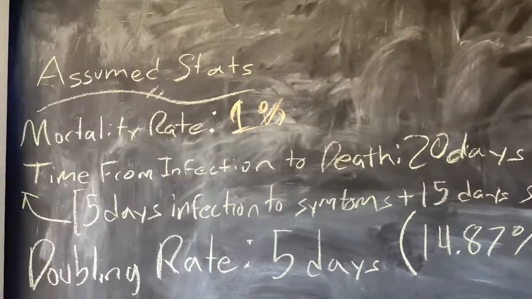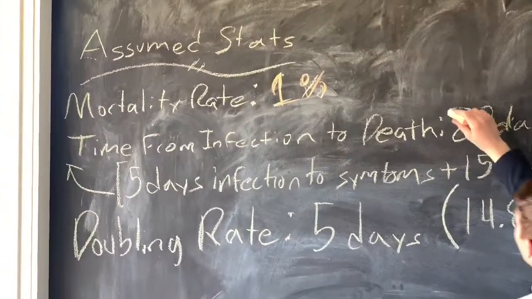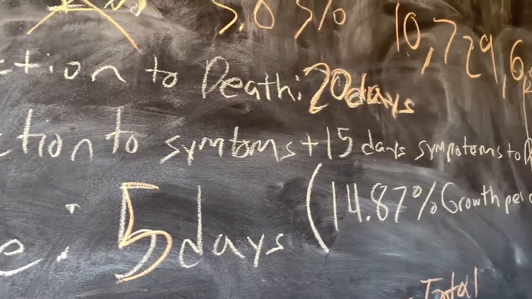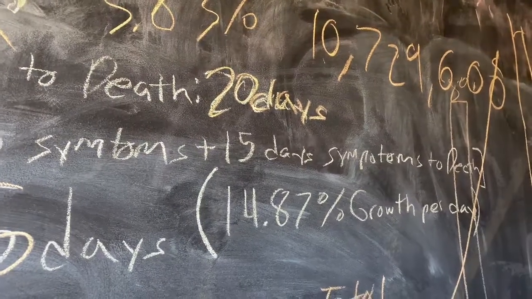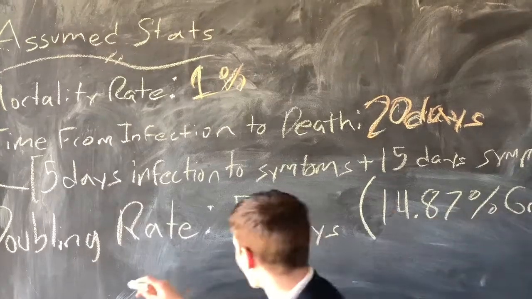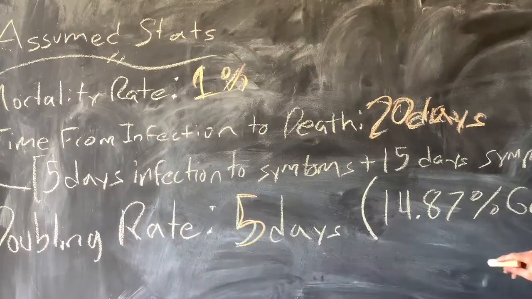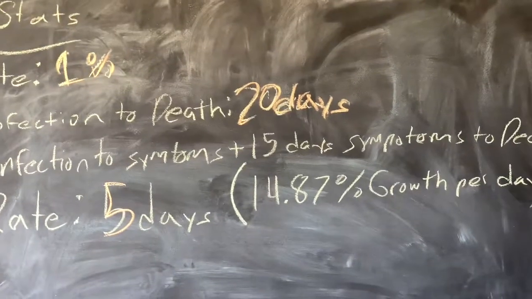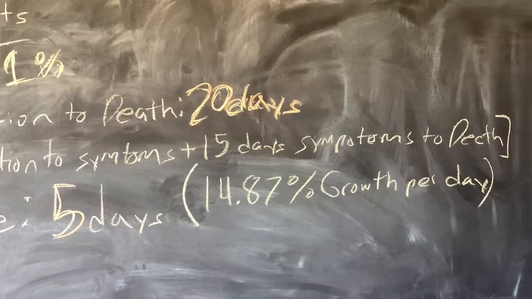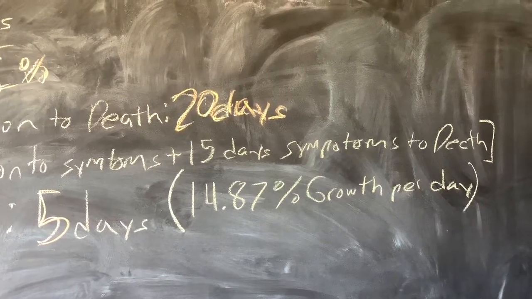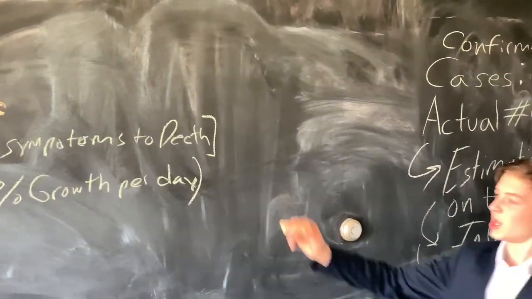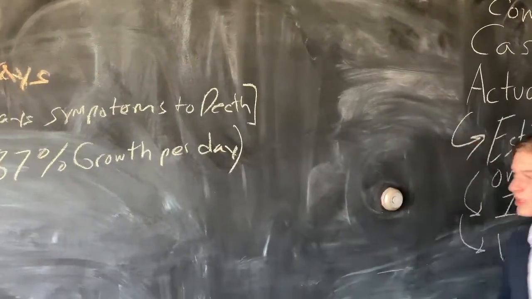And the time from infection to death is going to be 20 days. That's made up of 5 days from infection to symptoms, plus 15 days from symptoms to death. It is assumed that the doubling rate is about 5 days. That's about 14.87% growth per day, made up of how many people each infected individual comes into contact with and the chances of transmission. Government agencies, businesses, everyone is trying to lower those. If we can lower this, we can really make it a lot smaller.